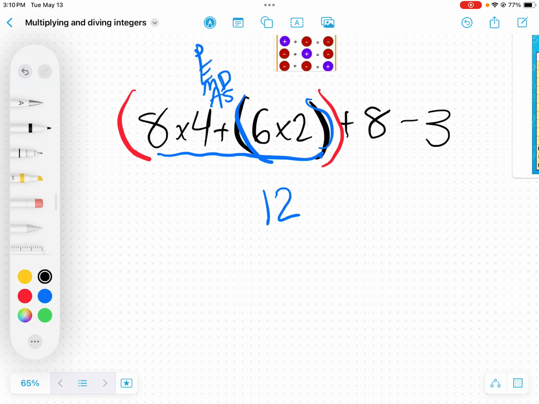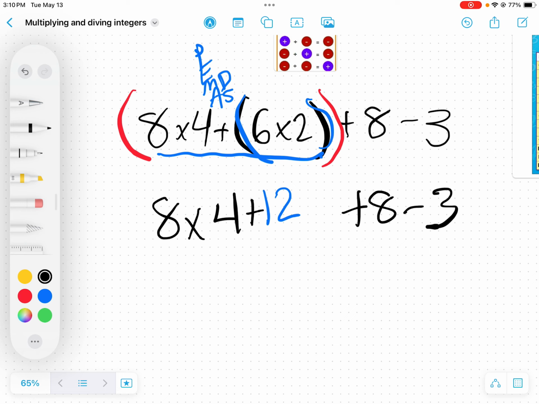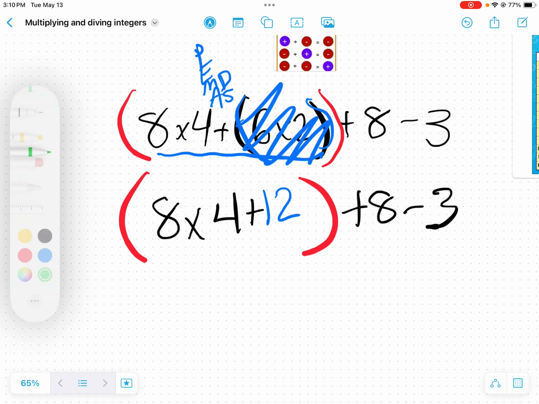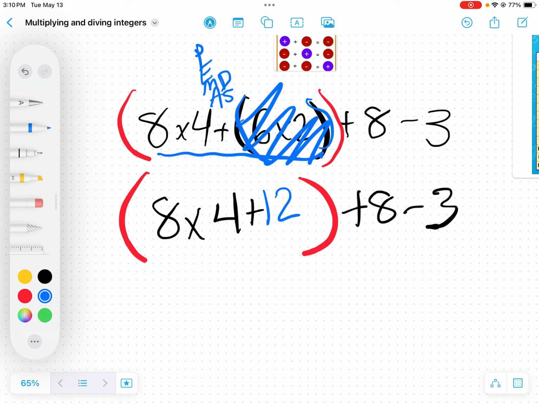And then I'm just going to go ahead and bring everything else down. Now I want to make sure I keep this set of parentheses so I know that I need to do this next. So with the 6 and the 2 gone, it becoming a 12, I still need to keep doing order of operations within the parentheses. So we've got parentheses, exponents, multiplication, division, adding, and subtracting.